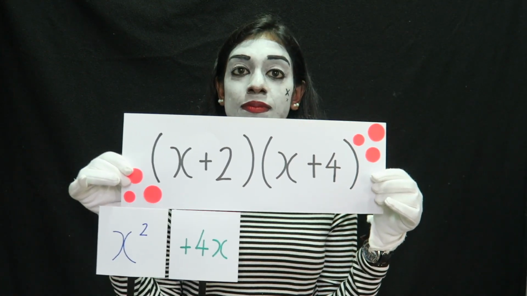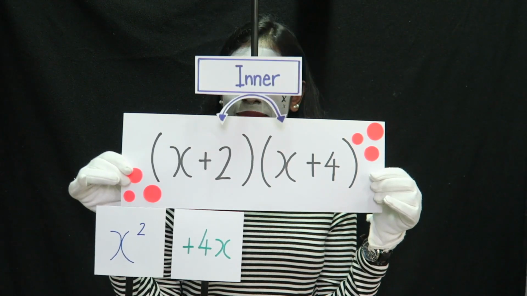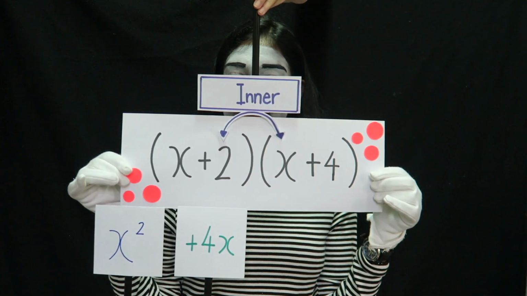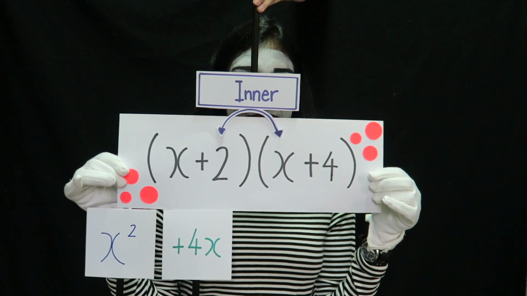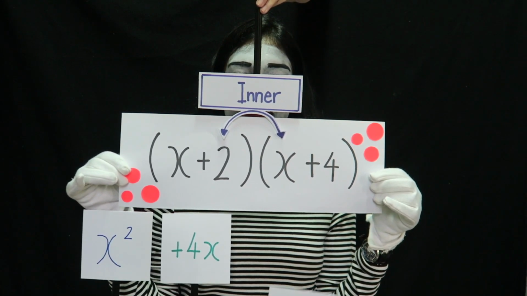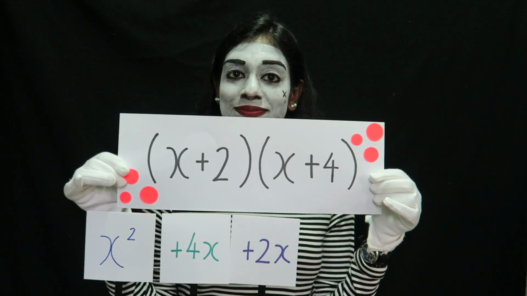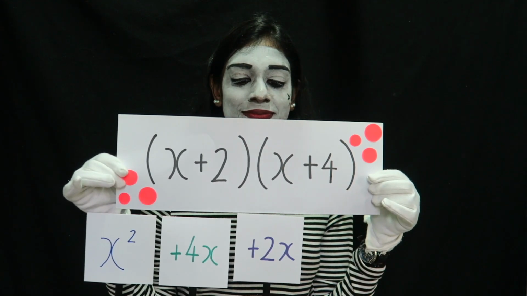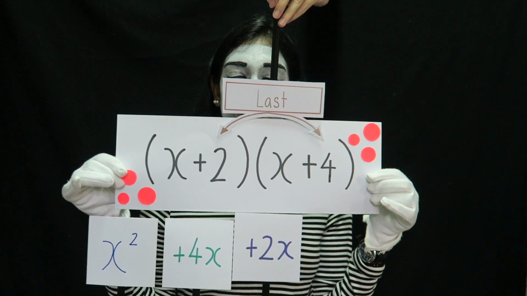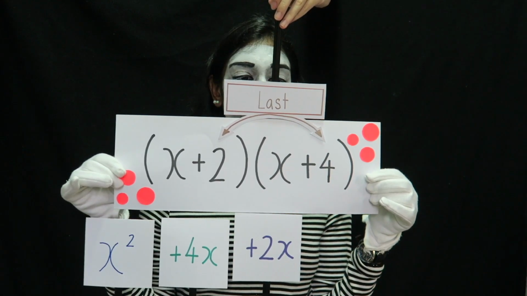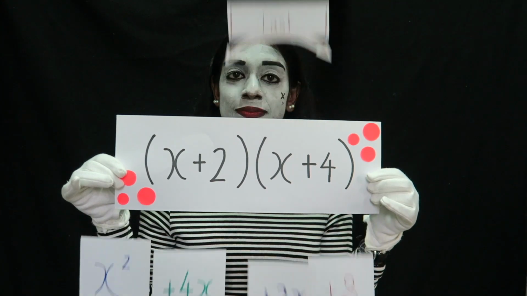Now, let's look at I, which stands for the inner terms. In this expression, 2 is the inner term, so we will multiply 2 with the unknown x. This will then give us 2x. Finally, L, which represents the last terms in each set of the brackets. Here, we will multiply 2 with 4, which will give us 8.